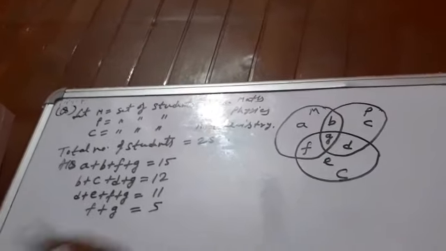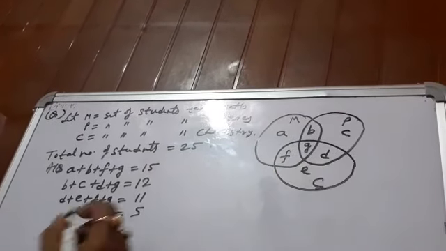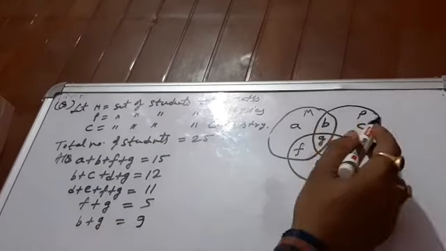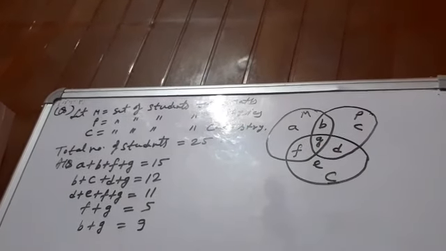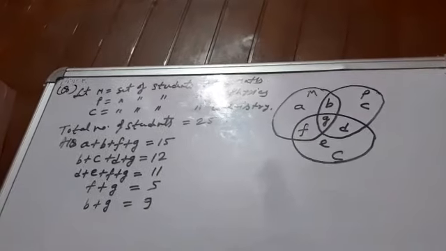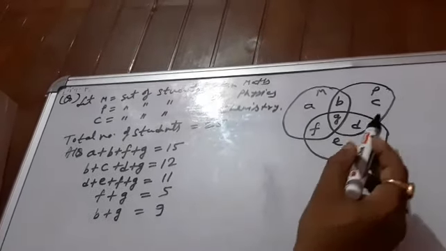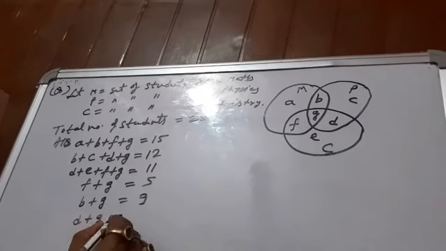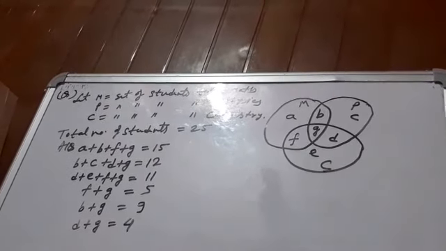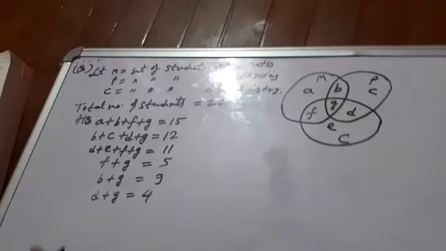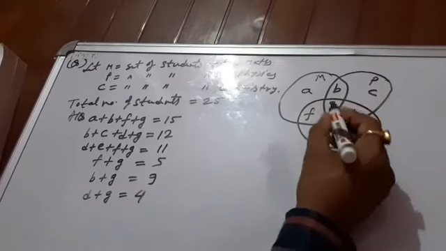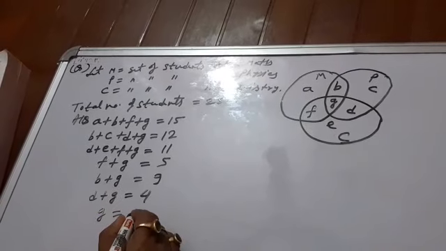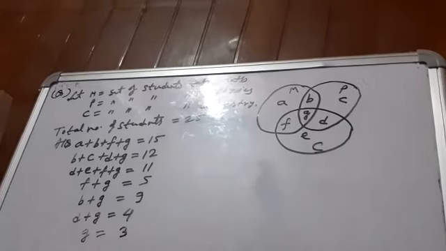9 have taken mathematics and physics. Mathematics and physics, B and G. B plus G is 9. And 4 have taken physics and chemistry. Physics and chemistry, it is D and G. D plus G, it is given to you 4. And 3 have taken all the 3 subjects. All the 3 subjects means G. Have you seen here? G is your 3.